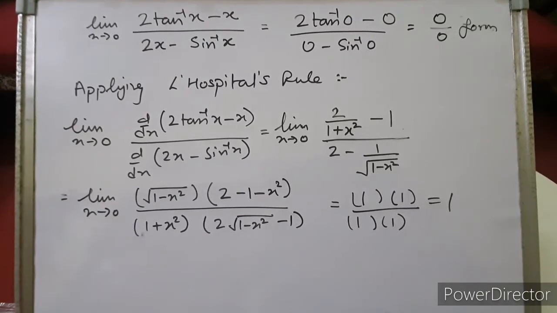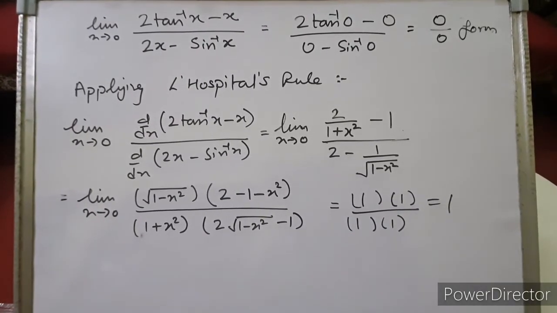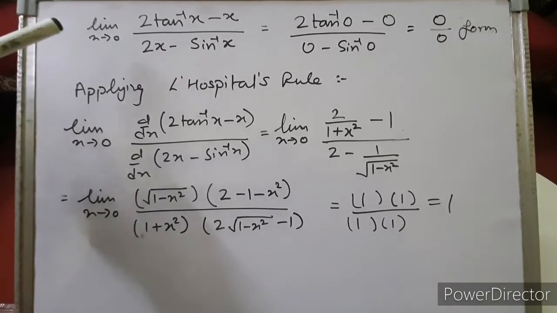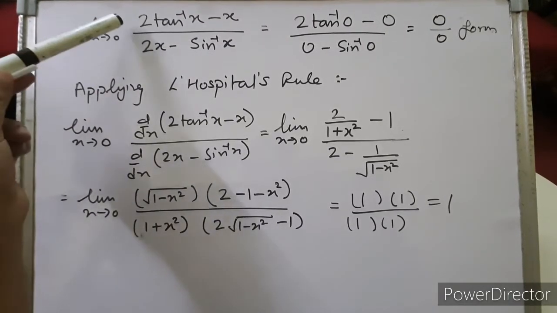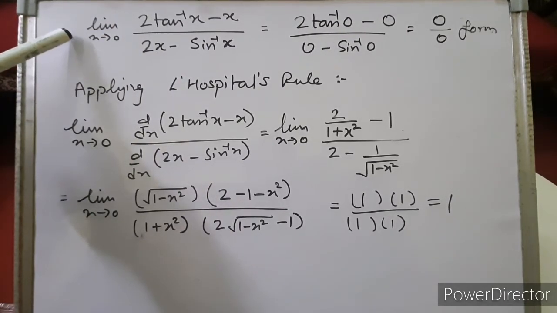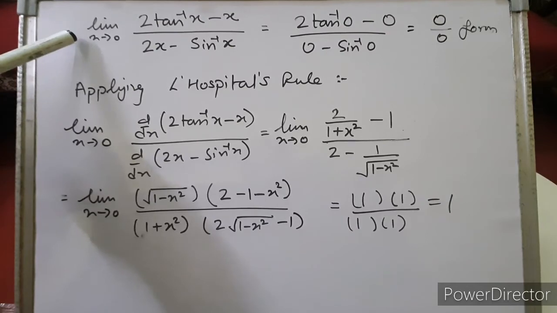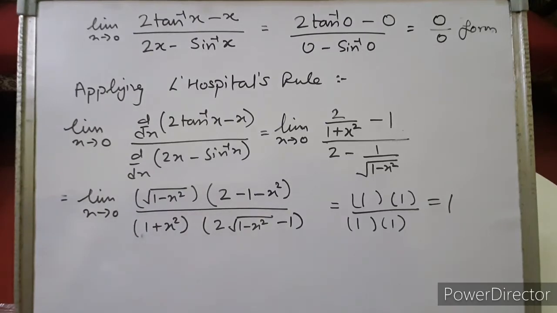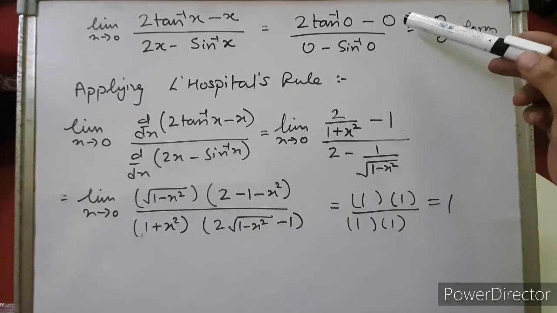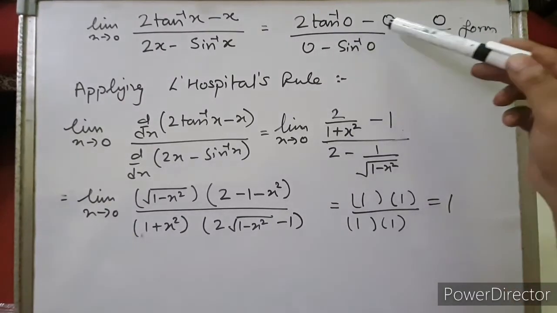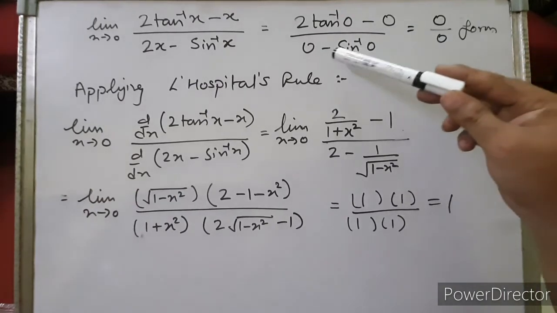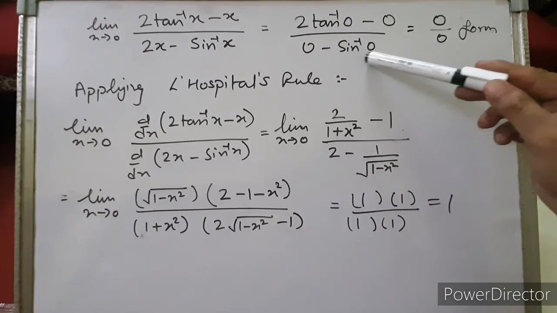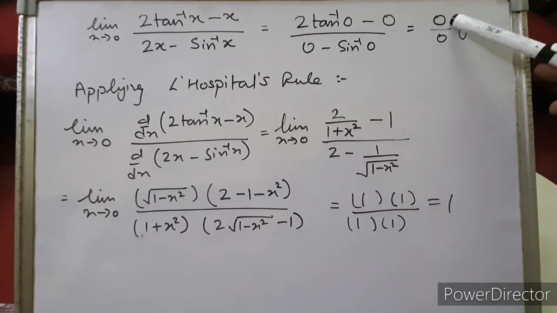Now, children, let's see another sum. In this sum, it is given that limit x tends to 0, (2 tan inverse x minus x) upon (2x minus sin inverse x). Right? Let's check first whether we are getting 0 upon 0 form or not. We put x equals 0 in the numerator and in the denominator. So we'll get 2 tan inverse 0 minus 0 upon 2 into 0 is 0 minus sin inverse 0. The value of tan inverse 0 is 0 and the value of sin inverse 0 is 0. So we are getting indeterminate form 0 upon 0.